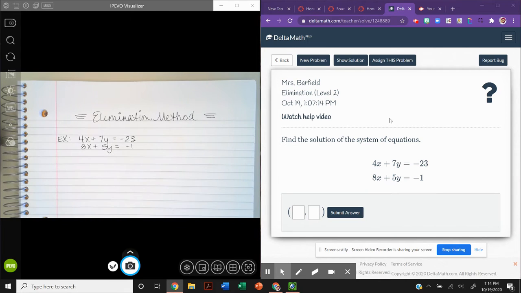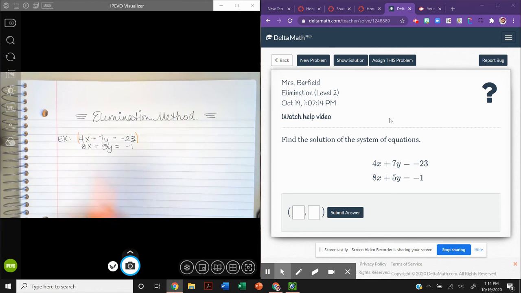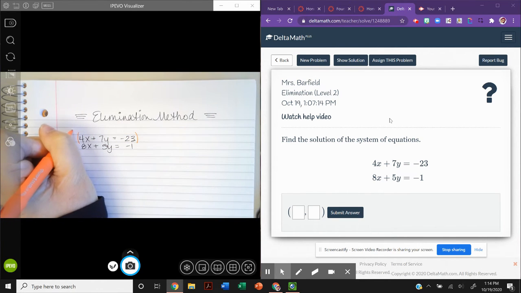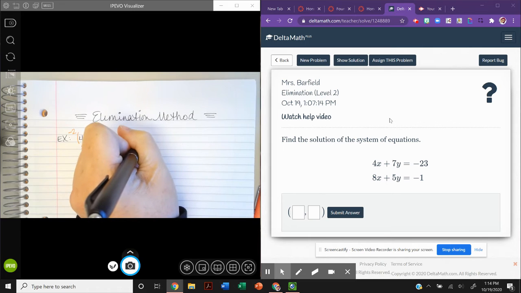So what I need to do, and this is something that most people don't think about until they're told, and once they're told, it makes complete sense, is multiply my equation by a number. I can multiply it by any number I would like as long as I multiply the entire equation. So I'm going to take this equation right here and multiply by negative 2. What happens when I multiply by negative 2?